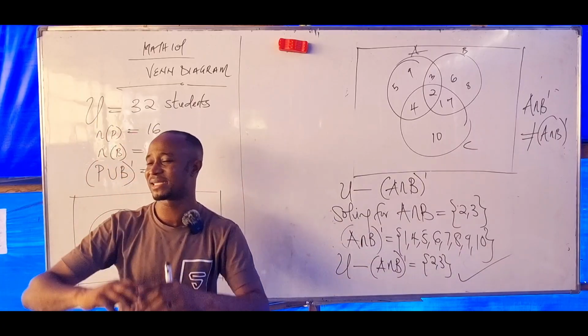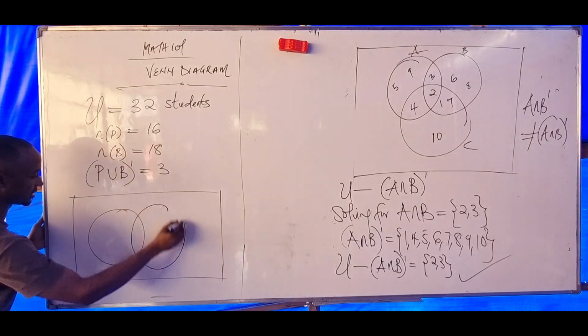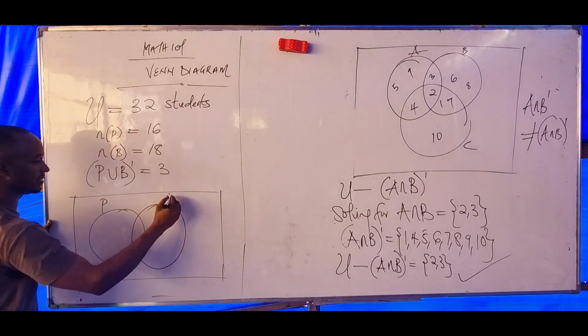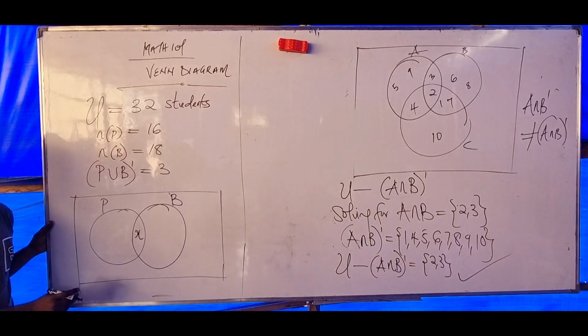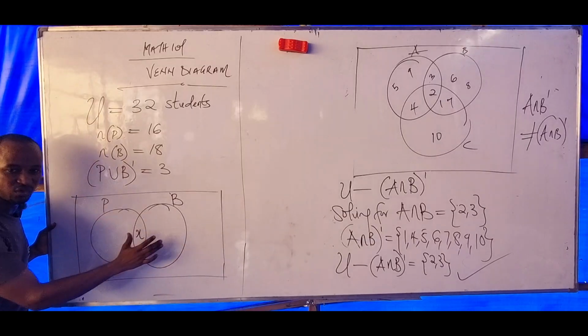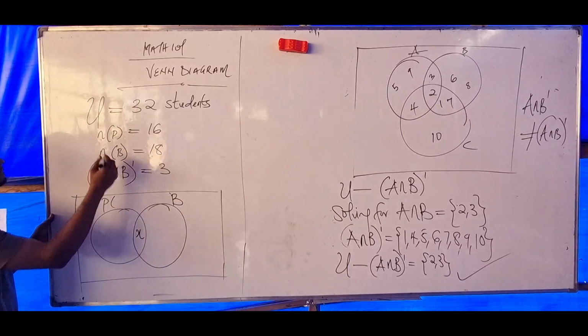Both. That means there's an intersection. So let's call that intersection what? X. So we have what here? Physics, Abi. We have what here? Biology. Let's call here what? X. Are you there? Because we don't know how many offer both physics and biology, we call them X. How many offer physics?